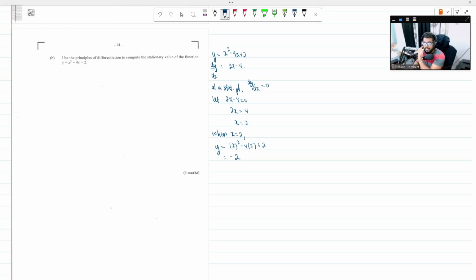So this here is my stationary value. And you can put here, this is the stationary value. If you want to dot your t's and cross your i's, you don't have to, right? The last line in your working should reflect your answer. You don't have to.